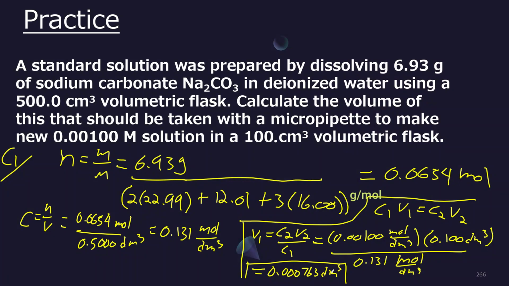And we should have 3 significant figures. So 0.000763 decimeters cubed. That's how much we'll transfer. We'll have to probably use a micropipette, as it says, it's a small amount. Alright, good practice. Let's move on.